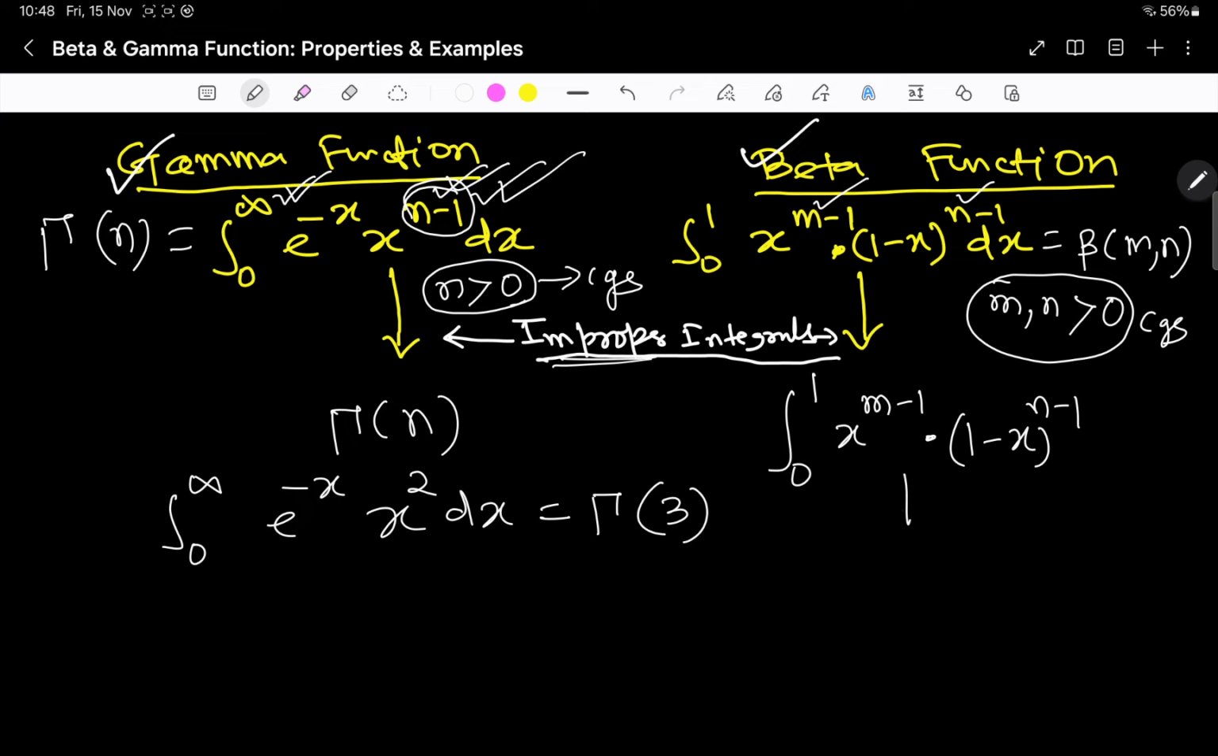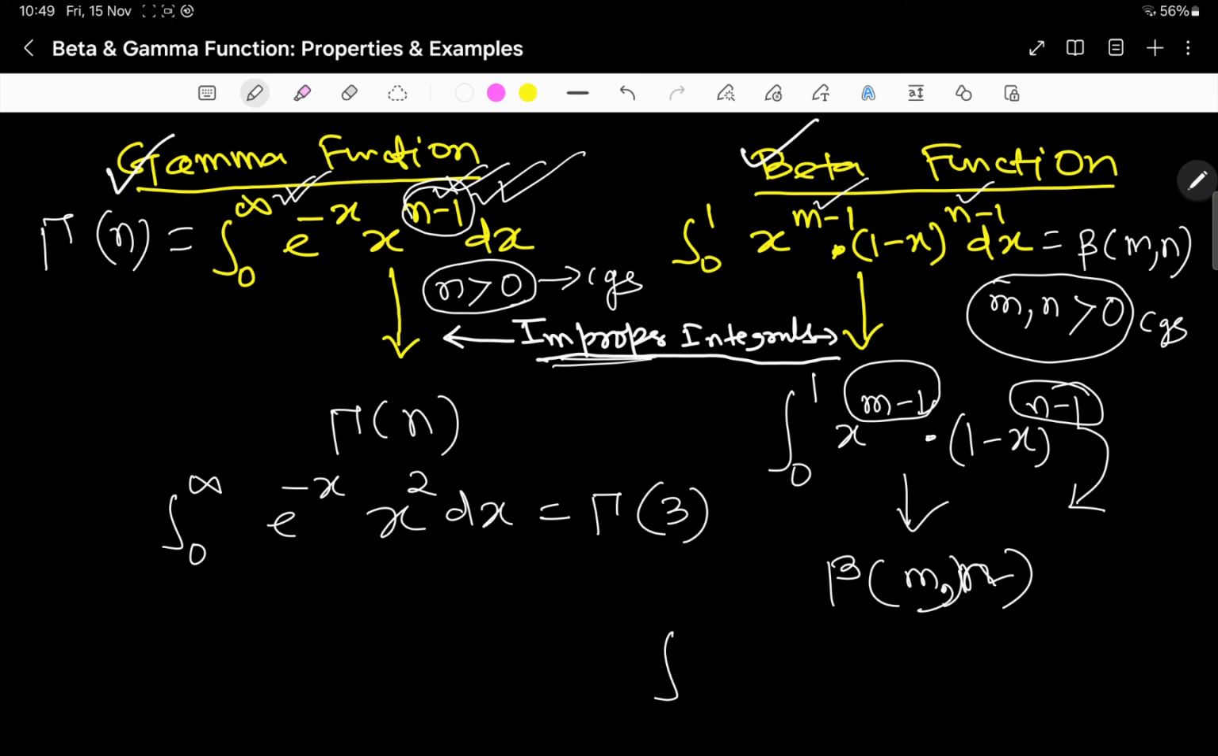Now you see what happens here. It becomes beta of m, where the m minus 1 power is increased by 1, and n, where the n minus 1 power is increased by 1, that is beta of m, n. For example, if I ask you the integral from 0 to 1 of x to the power 2 into 1 minus x to the power 1 by 2 dx, then it will be beta of 3 and half plus 1, that is 3 by 2.